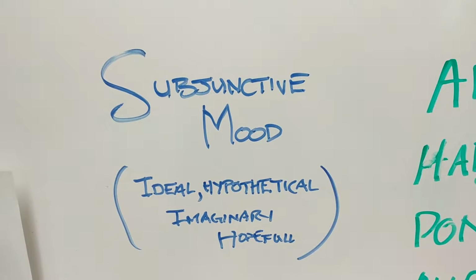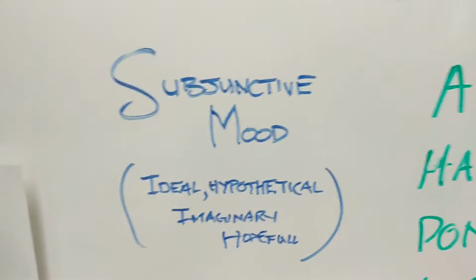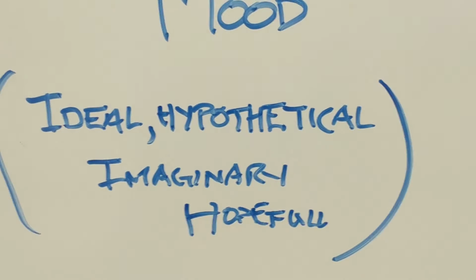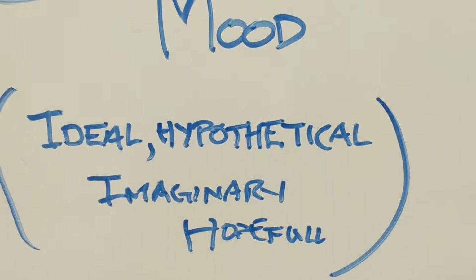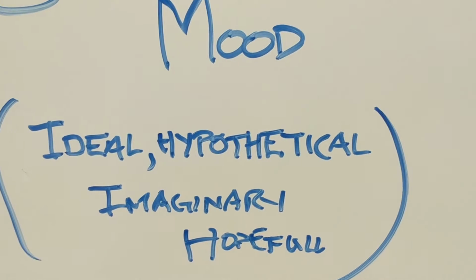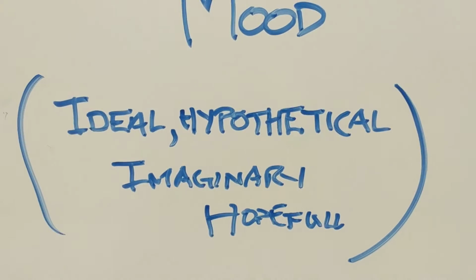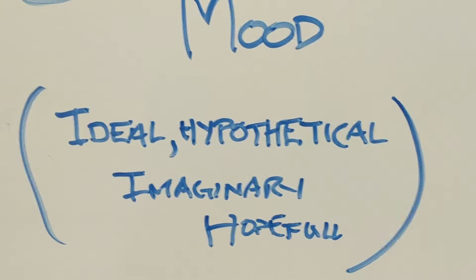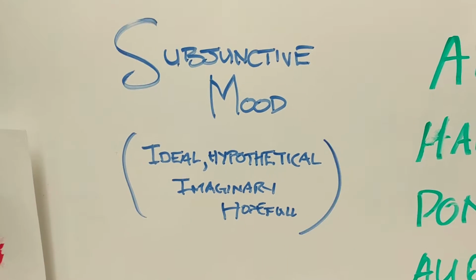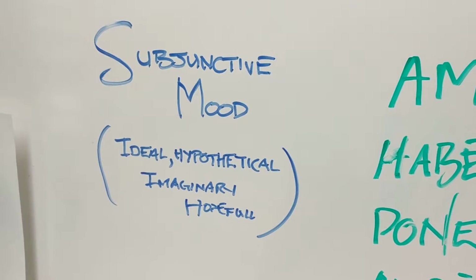Okay, a quick recap on the subjunctive mood and in particular the present tense. The reason that we have the subjunctive mood in a language is to talk about ideal or hypothetical actions, things that don't take place in the real world. And so these can be imaginary or even hopeful. Were that I smarter, I would have a lot of cars or something like that. So if we want to talk about something that is not real, contrary to fact, we'll use the subjunctive mood.